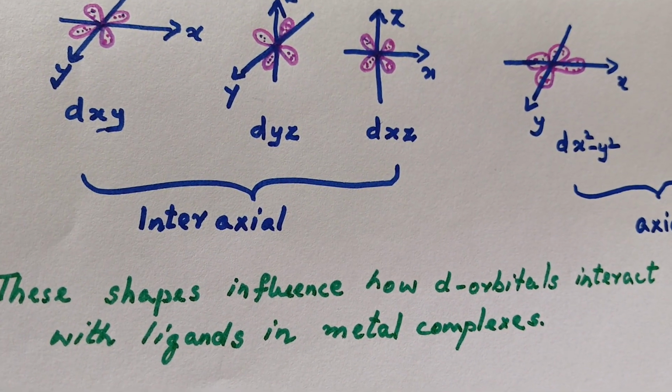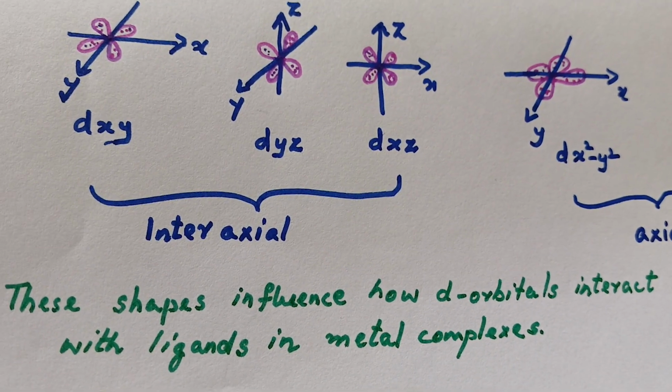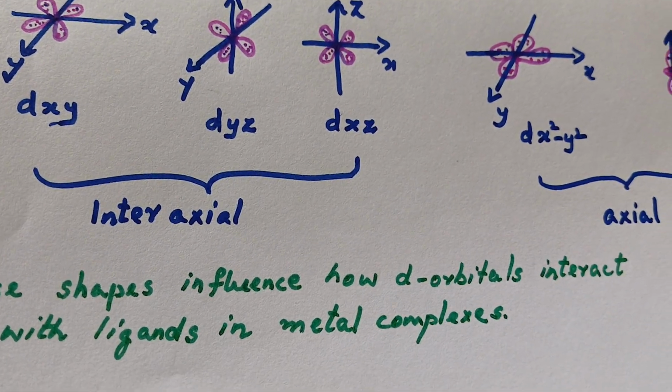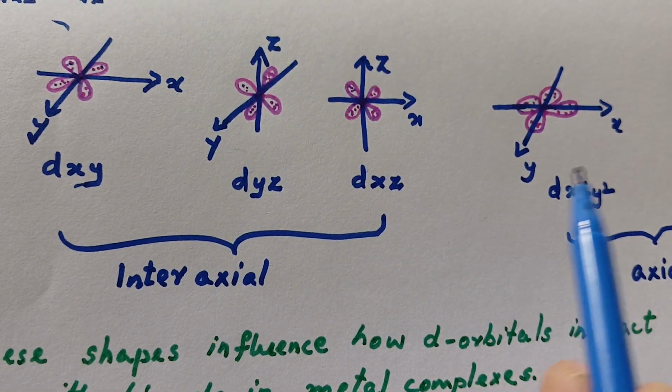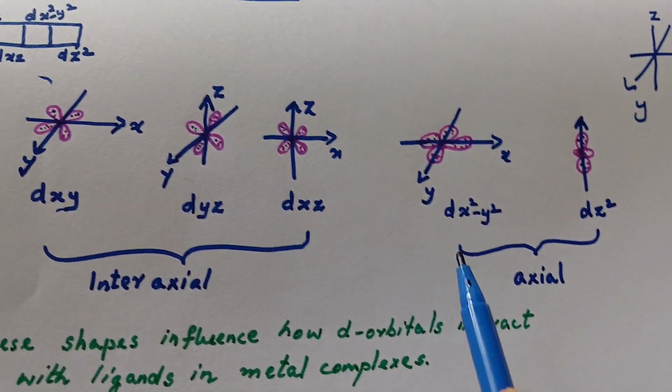When there is more repulsion between the electrons, there is increased energy. When there is less repulsion, there is less difference in energy. So that is where these shapes or orientations are important in the case of d orbitals.